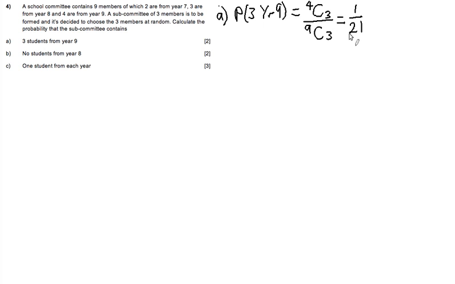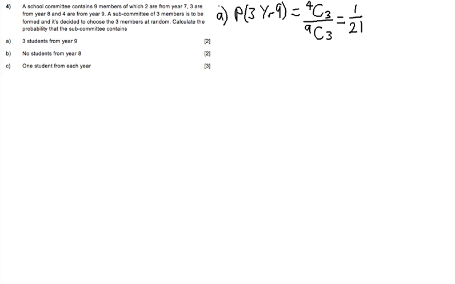So we have, first of all, 3 students from Year 9. Okay, so probability 3 from Year 9. What I want to know first of all is the number of ways that I can pick 3 students from Year 9. There are 4 students in Year 9, so that's going to be 4 choose 3. That's the ways that we can get the 3 Year 9s. And then it's going to be over the total amount of things that can happen. So I've got 9 members, and I'm choosing 3, so it's going to be 9 choose 3. And then when I work this through on my calculator, we get an answer of 1 over 21.